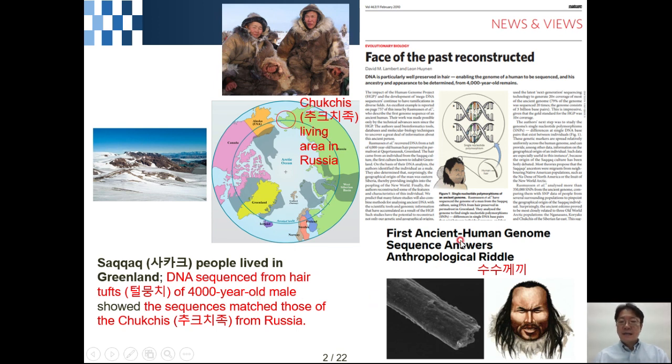So it means that the human genome sequence answers anthropological riddles. It means that 4,000 years ago, there was a direct connection between Greenland and Russia. So maybe there was communication between the people who lived in Greenland and the people who lived in Russia.